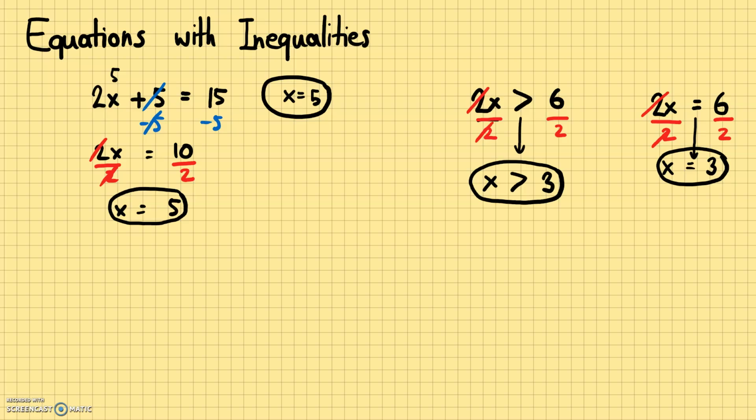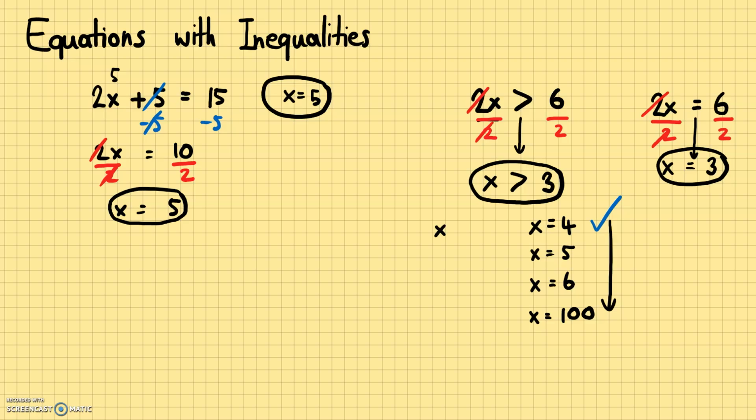Now, what does this mean? This means that any number that's bigger than 3 is a solution. So x equals 4 is a solution. x equals 5 is a solution. x equals 6 is also a solution. x equals 100 is also a solution. All of these are greater than 3. So these are all okay.